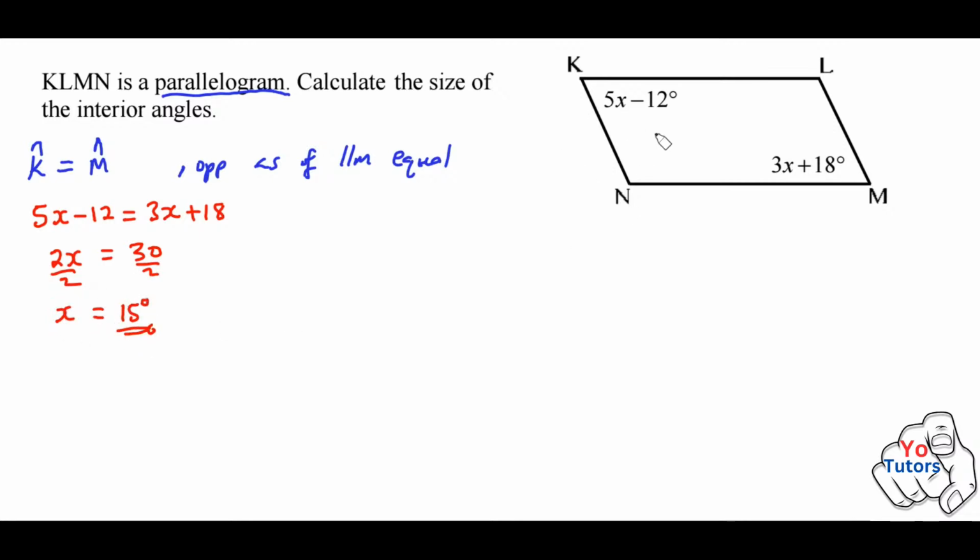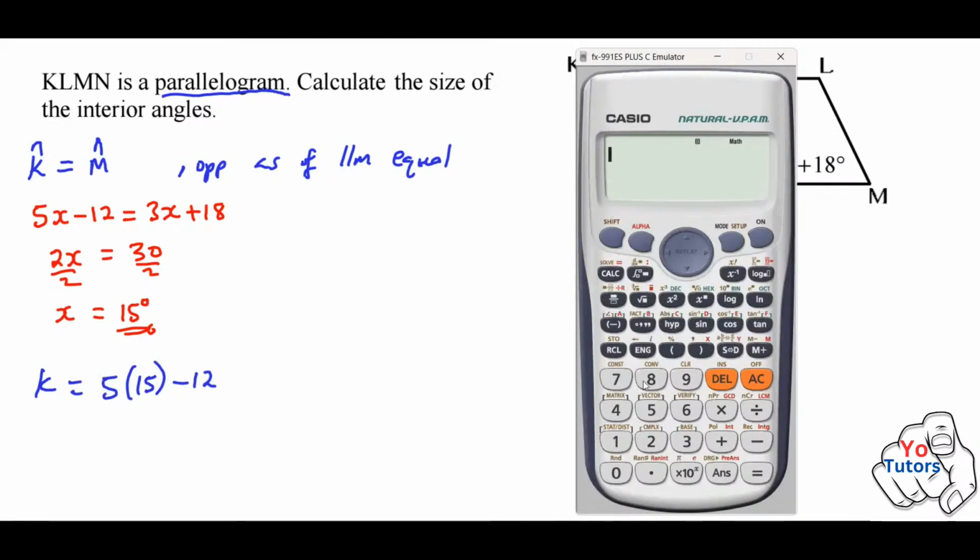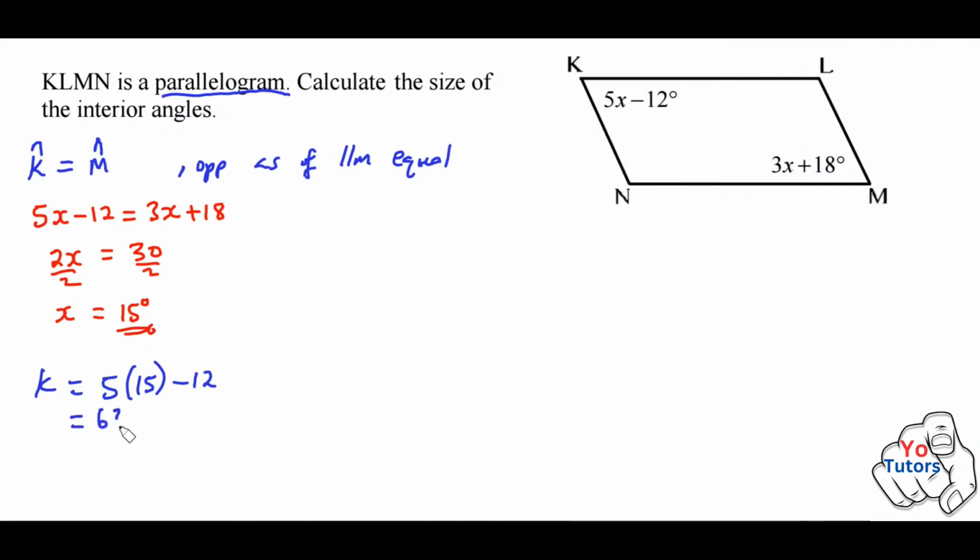Now, what's our K in that case? K should be equal to 5 times 15 minus 12. Let's see what we get: 5 times 15 minus 12 gives us 63. Since these are equal, this side is also going to be 63.